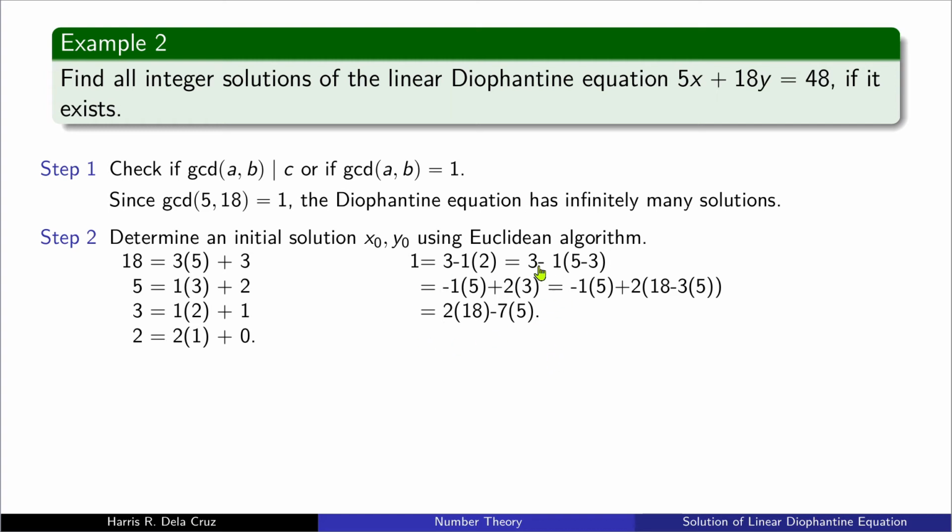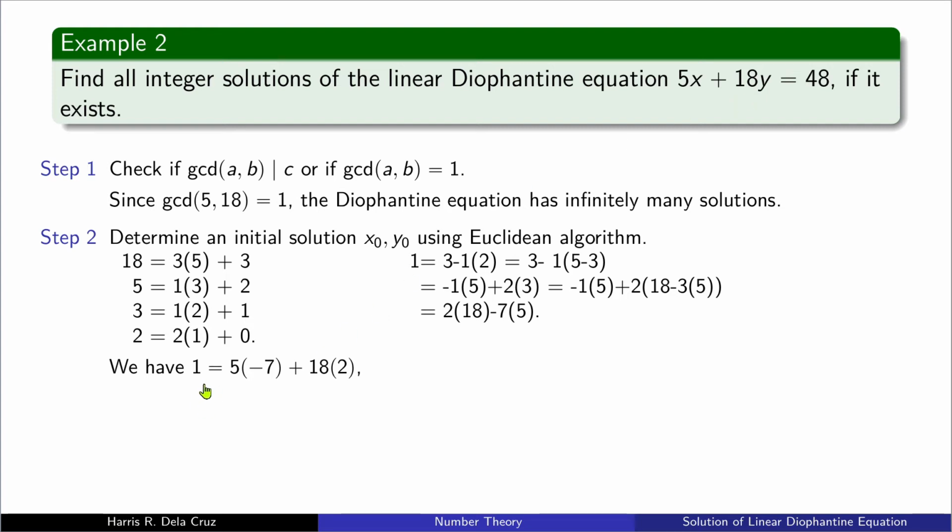Again, you don't need to go through the Euclidean algorithm if you can find in any manner values of x and y that will satisfy the equation. For as long as you can get an initial solution, you can proceed to the next step. The next step is using the equation 1 equals 5 times negative 7 plus 18 times 2. We need to express it as the original Diophantine equation, which is 5x plus 18y equals 48.